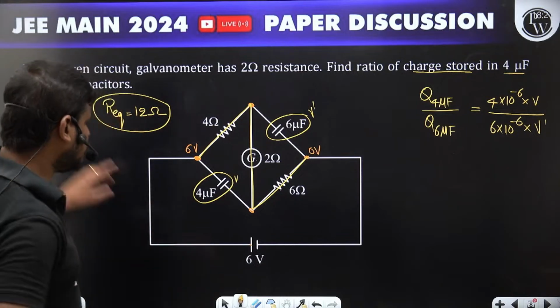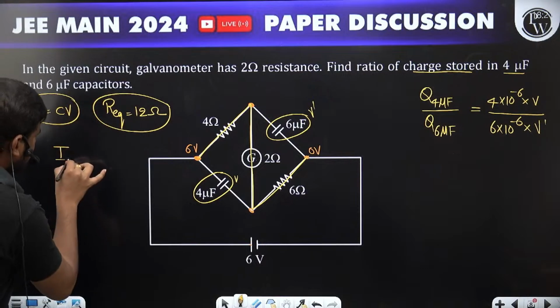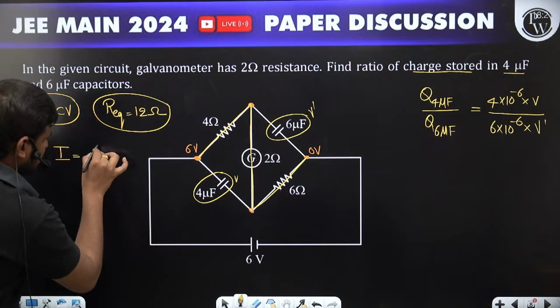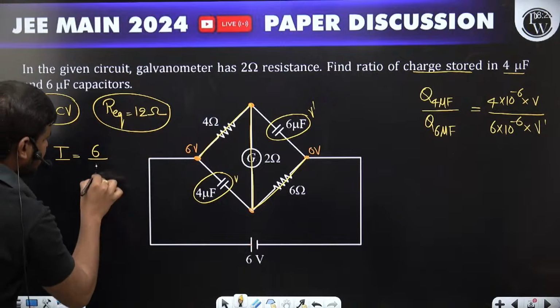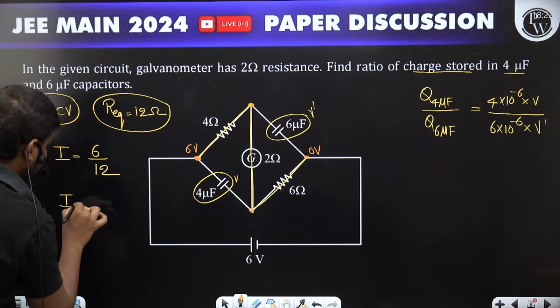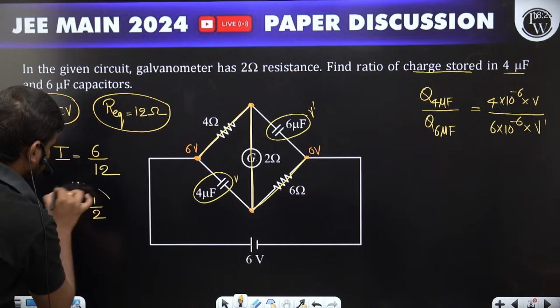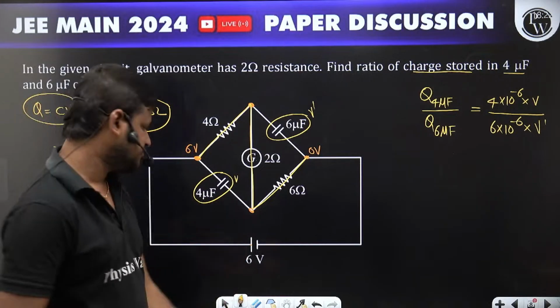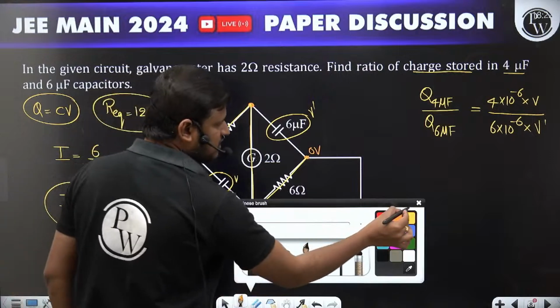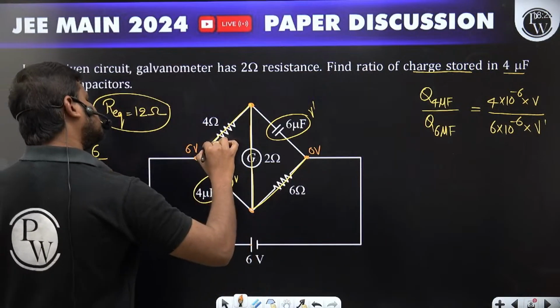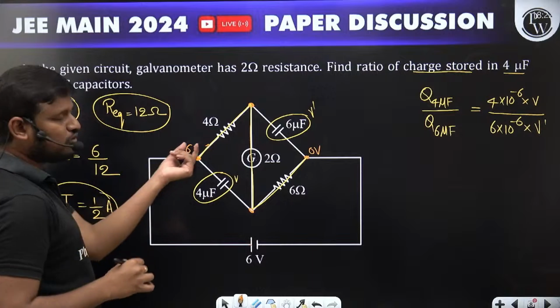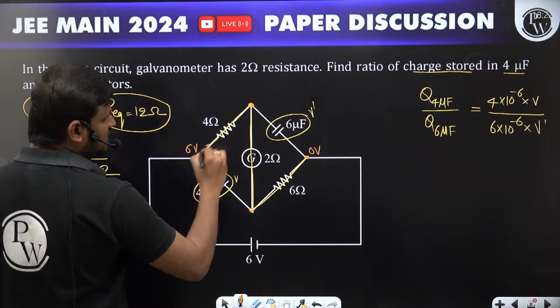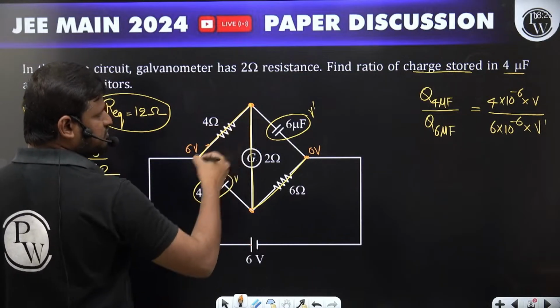Alright. So now, how do you find the total current? The total current will be equal to the net voltage upon the net resistance. So I will be equal to 1 by 2. So 1 by 2 amperes is the current. Now the next step is, the current that flows from here is 1 by 2 amperes.